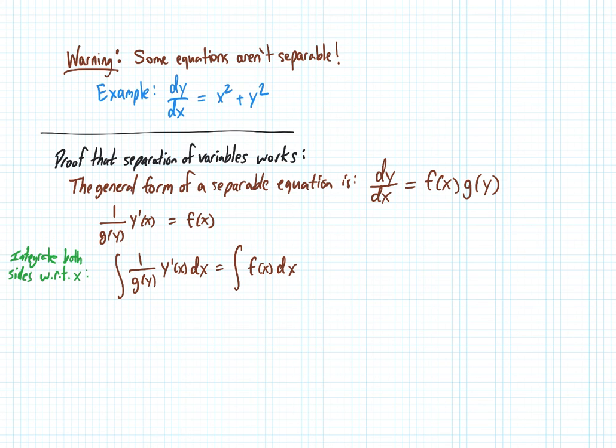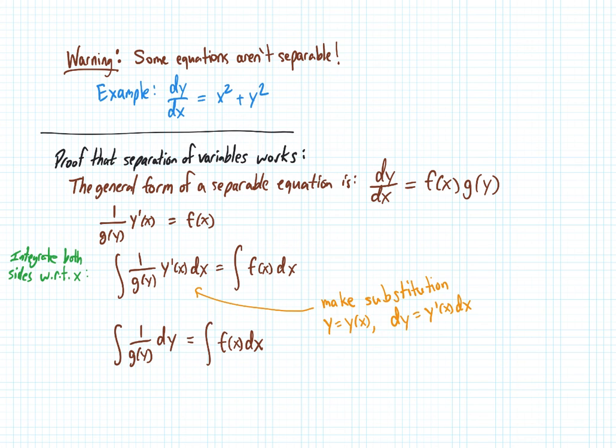And then, if you look at the integral on the left-hand side, you'll see that it's a good integral for making a substitution, where we rewrite the integral in terms of y instead of in terms of x. So the substitution is that y is the function y of x, and dy is y prime of x dx. And then when we make that substitution, we get an equation like this, where we have a dy integral on the left and a dx integral on the right. And this is exactly where we would be if we did separation of variables and got to that point where we wrote the integral signs on both sides.